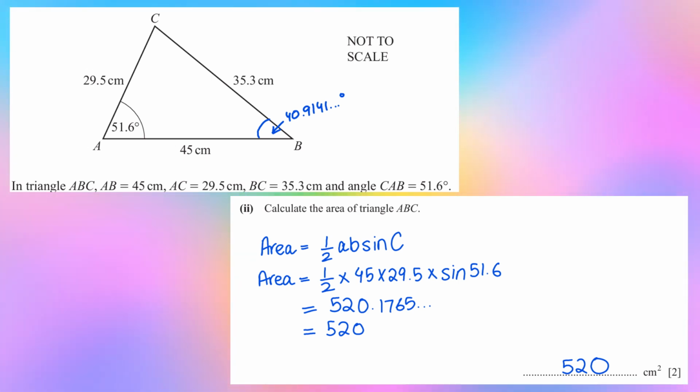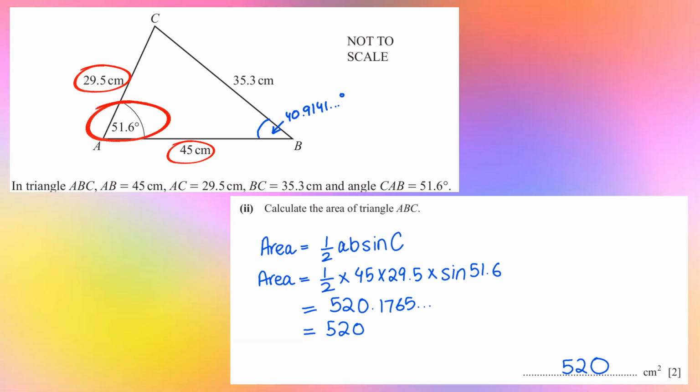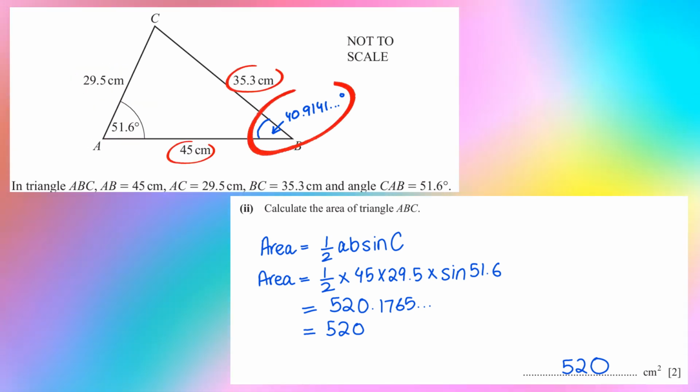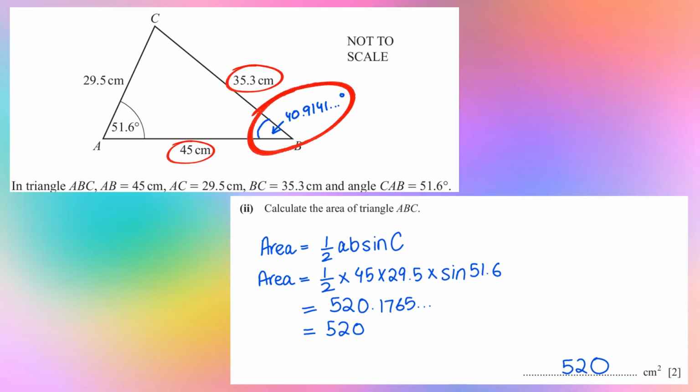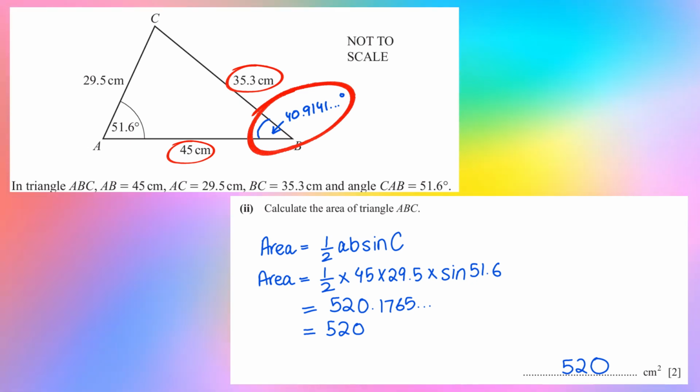There are two ways to solve this question. We can either substitute into the formula 29.5 centimeters and 45 centimeters, and the angle between those sides, which is angle CAB, 51.6 degrees. Or we can substitute 45 centimeters and 35.3 centimeters and the angle between them, which is angle ABC, which we found in part 1 of part A.